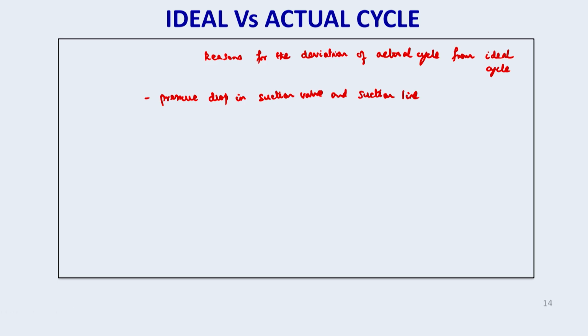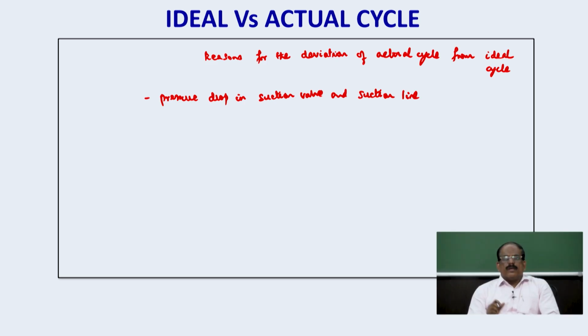So what happens? It is always desirable to have a smaller pressure drop in this suction line. Otherwise, what will happen if the pressure drop is more? Then the work of compression, the power required to raise the pressure and the temperature of the refrigerant from evaporator pressure to condenser pressure by the compressor, requires a significant amount of work. And the discharge temperature, obviously, will be very, very high. And there are chances of the compressor life getting affected. The compressor may get damaged.